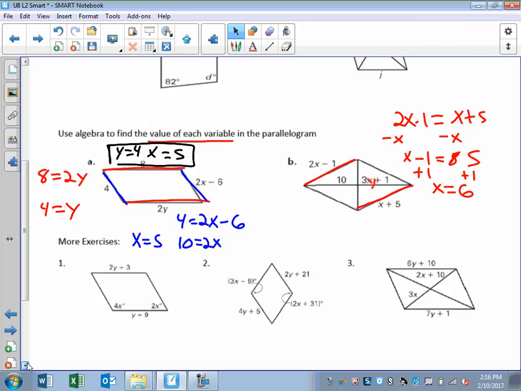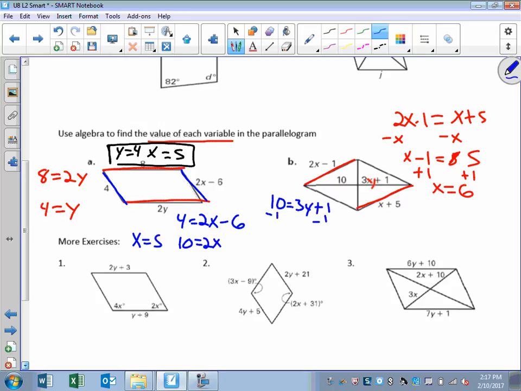And now we know that the diagonals bisect each other, so the two pieces of the diagonal have to be the same. So we got 10 equals 3y plus 1. Minus 1, minus 1. 9 is 3y. So 3 is equal to y. So for B, we have x is 6 and y is 3.